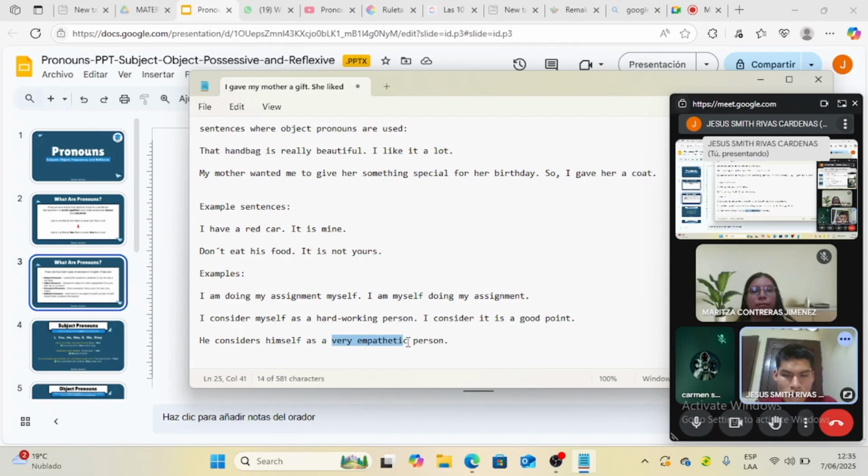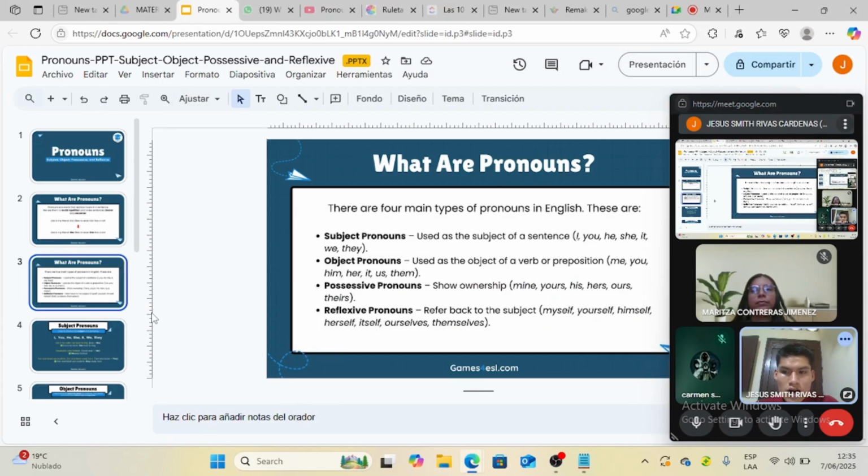Como pueden observar, very empathetic goes before the noun, because this whole phrase, esta frase entera, viene a ser un adjetivo, por ende va antes del sustantivo. Y consider myself significa considerarse. En esta oración, él se considera como una persona muy empática. So we have seen how these pronouns are used. So let's move on.